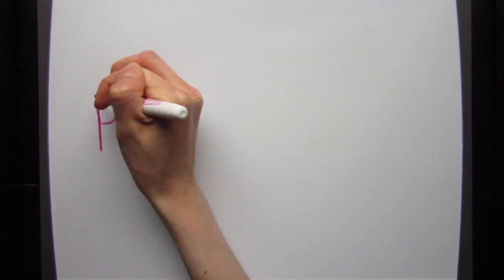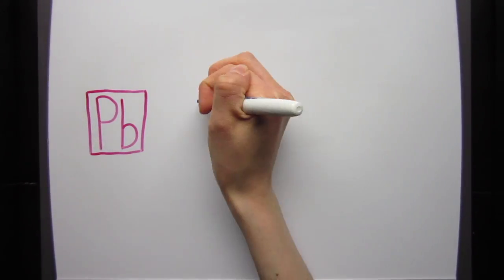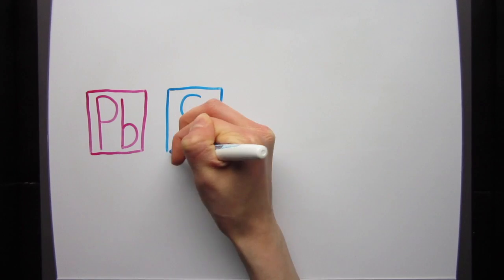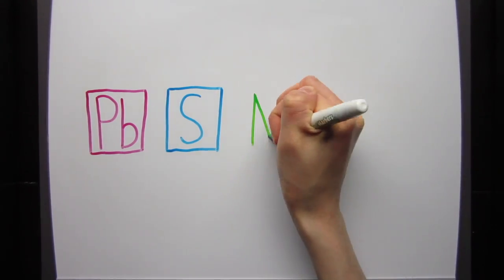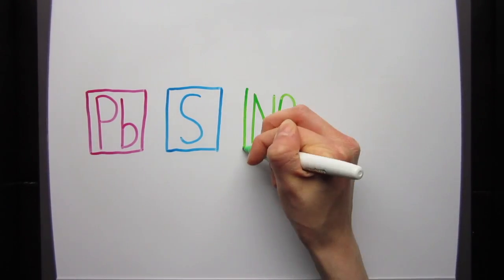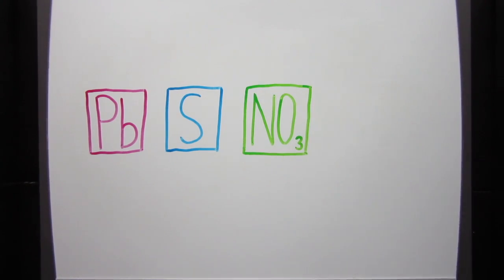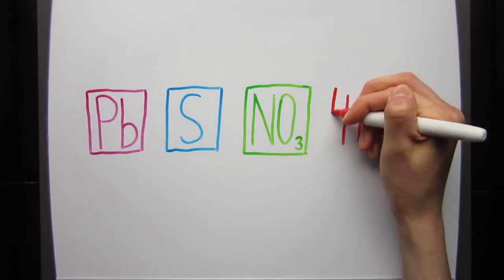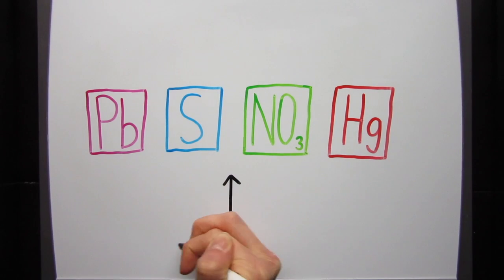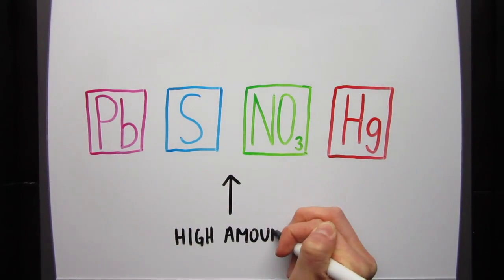Since many industries do not have proper disposal policies, the water is drained into rivers, canals, and the oceans. This results in high amounts of chemical pollutants such as lead, sulfur, nitrate, mercury, and many more that damage our water supply.